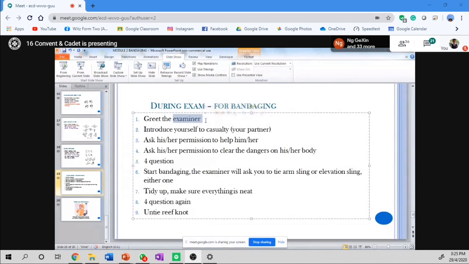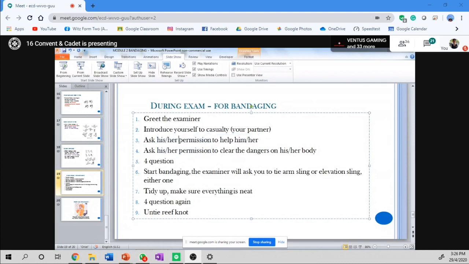Then introduce yourself to the casualty. Since the exam starts after you greet the examiner, you have to introduce yourself. You say, my name is so-and-so, I'm from St. John, a qualified first aider. You have to say you are a qualified first aider to show that you are very professional. After you introduce yourself, then you ask for permission.